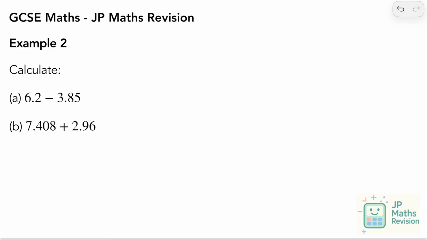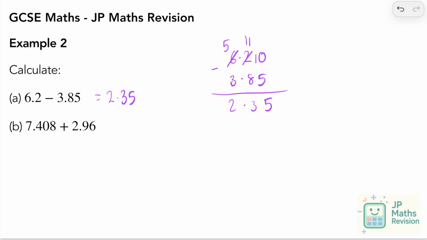Here's another example. So this time I'm subtracting and adding decimals. So this time I have 6.2 take away 3.85. So I'm going to fill this with a placeholder of 0 and subtract. So 0 take away 5 I can't do, so I borrow 1 from the 2 to make that a 1, and then the 1 goes there. 10 take away 5 becomes 5. 1 take away 8 I can't do, so I need to borrow 1 from the 6 to make it a 5, and then that becomes an 11. 11 take away 8, that's 3. And then 5 take away 3, that's 2. So the answer to this one is 2.35.